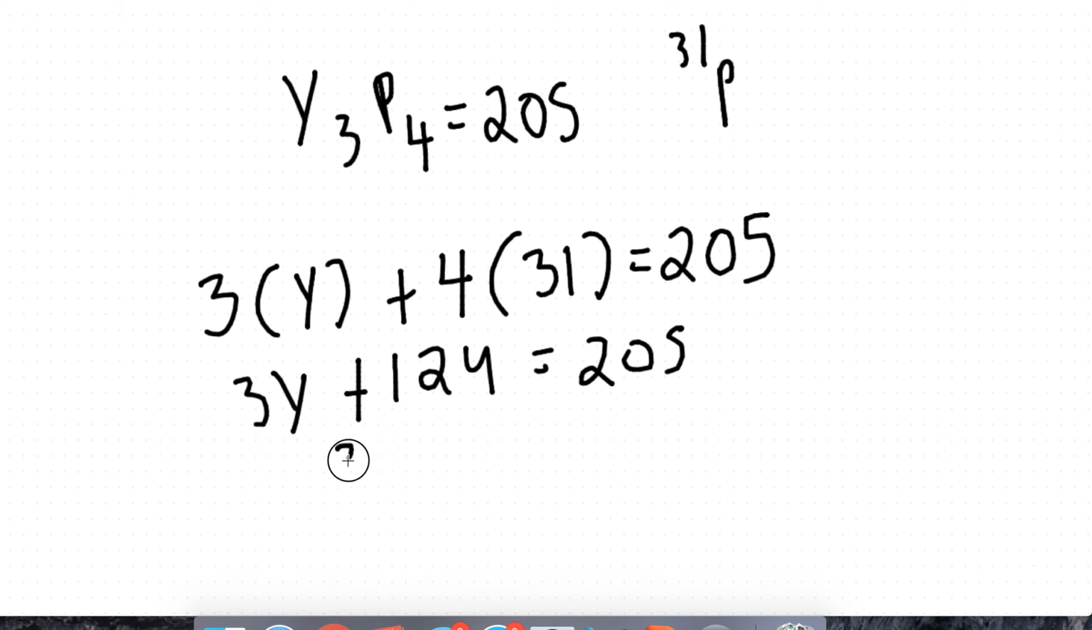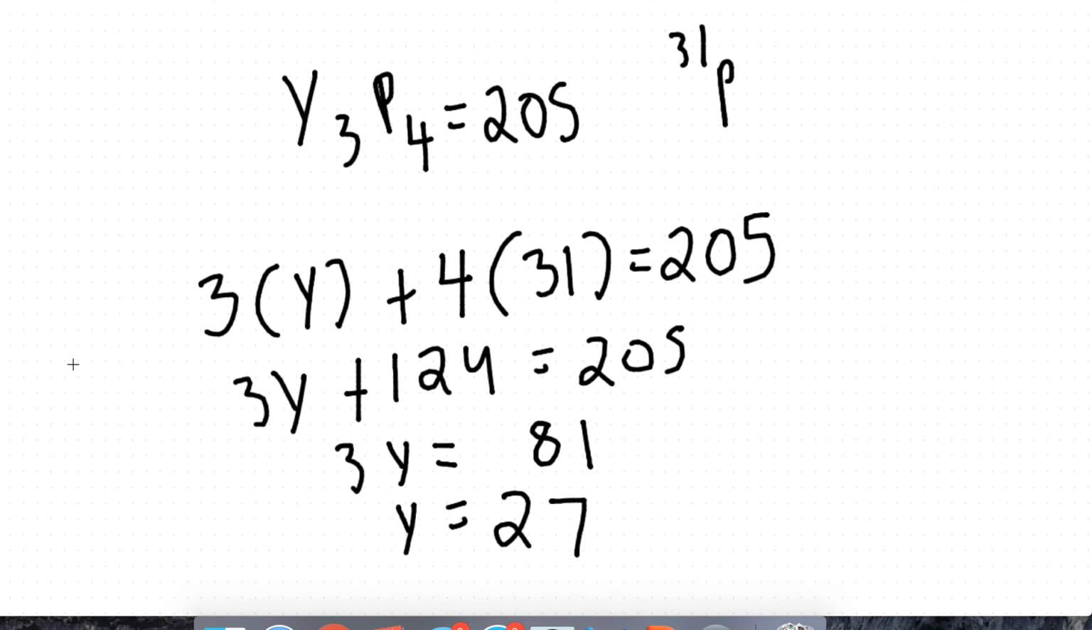So 3Y equals 205 minus 124, which is, let's see, 5 minus 4, 1, 10 minus 2, 8, 81. So Y equals 81 divided by 3, which is 27. Make sense, guys? This is the relative atomic mass of element Y. It was a back calculation, but we used the same concept. I hope you guys really understand this question, okay?